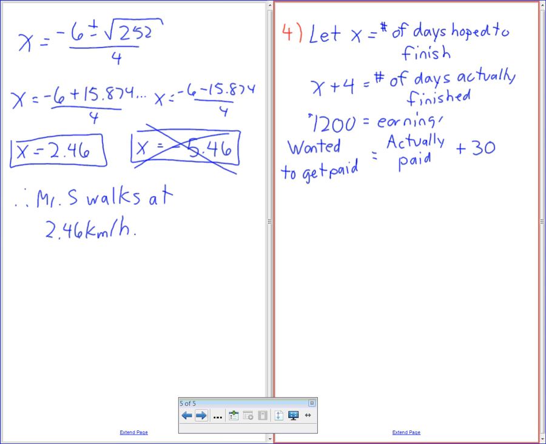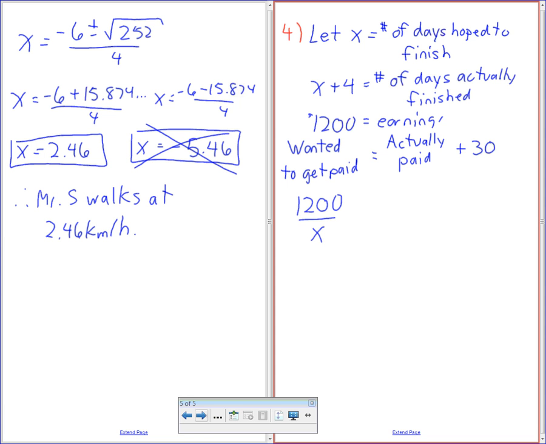So how much did he want to get paid per day? Somebody else help me on this here. Go ahead. 1,200. Yeah, good. But that's the total. But how much per day did he want to get paid? Well, how many days is there? Right. So he wanted to get paid 1,200 divided by X.